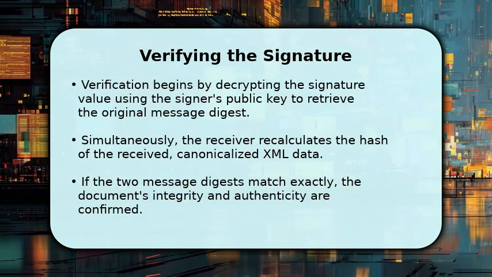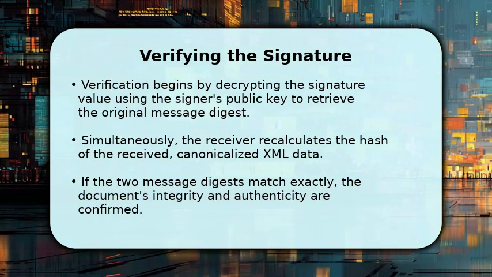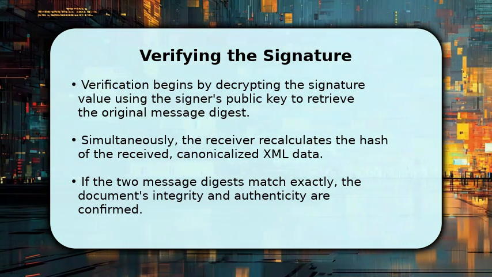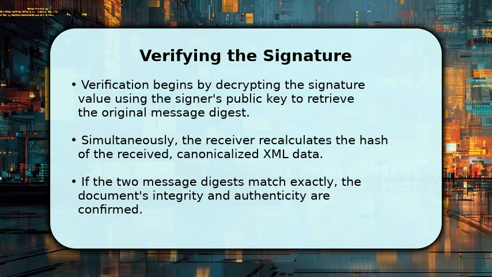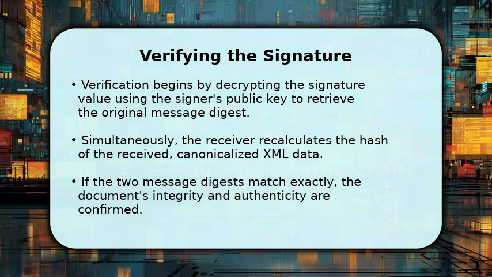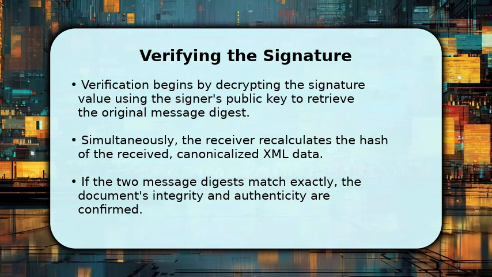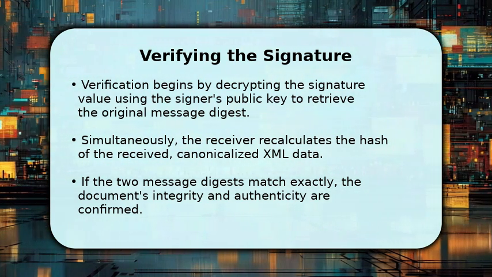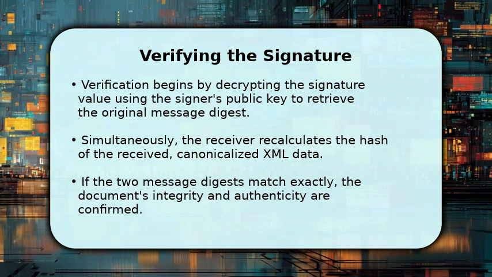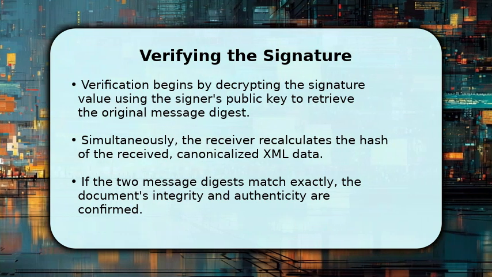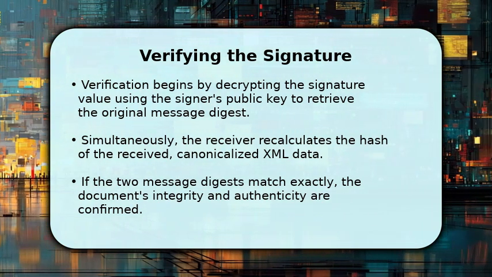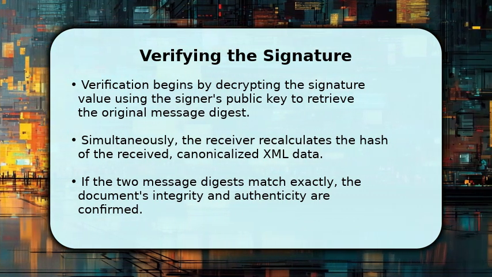Verifying an XML digital signature is just as crucial as creating one. The process starts by decrypting the signature value using the sender's public key, revealing the original message digest. In parallel, you independently compute the hash of the received XML document after it has undergone the same canonicalization. If these two calculated hash values are identical, you can be absolutely confident that the document is authentic and has not been tampered with since it was signed.